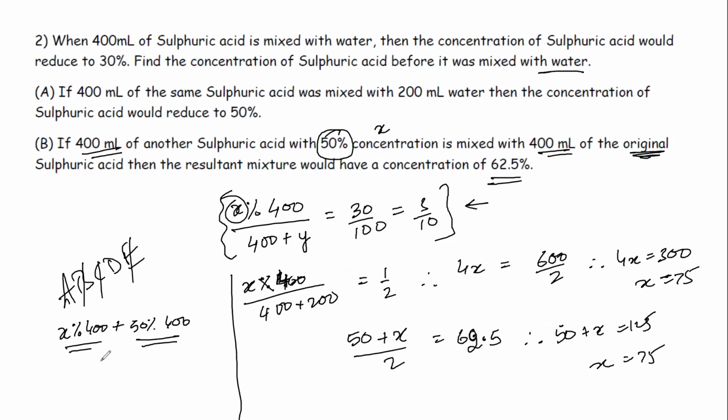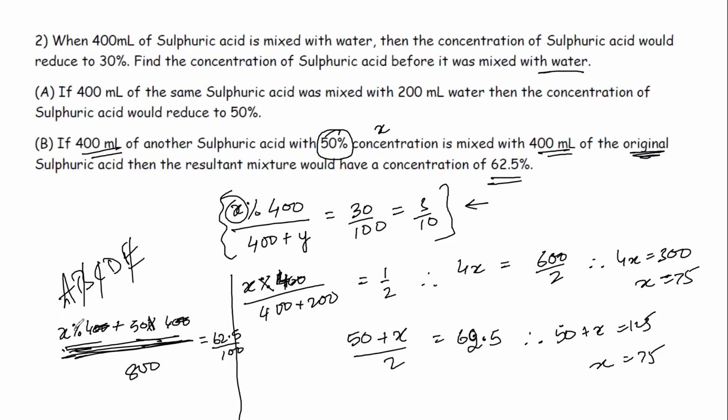Correct. So this will give me the concentration upon the total 800 ml of the two solutions, and that will give me 62.5 over 100, 62.5%, right? So when we solve this, this percent will cancel with the two zeros. This percent will cancel with the two zeros.